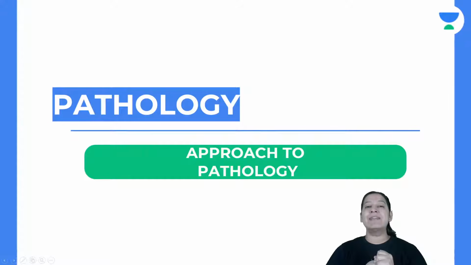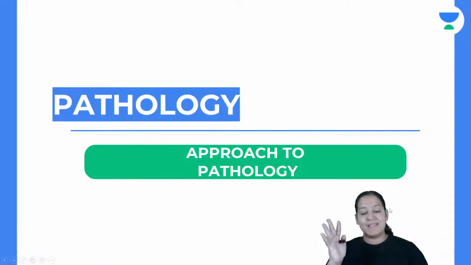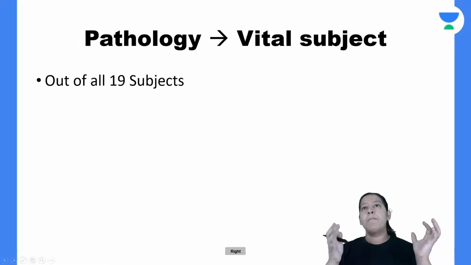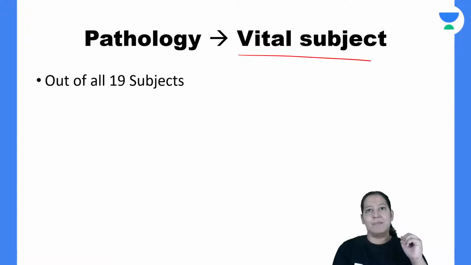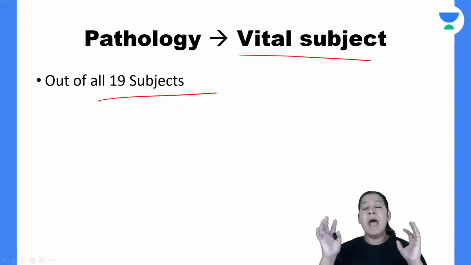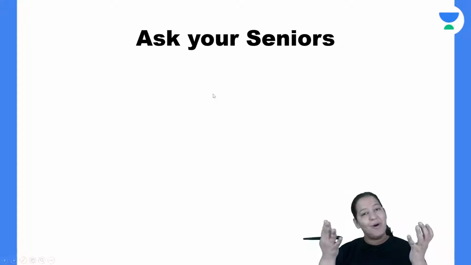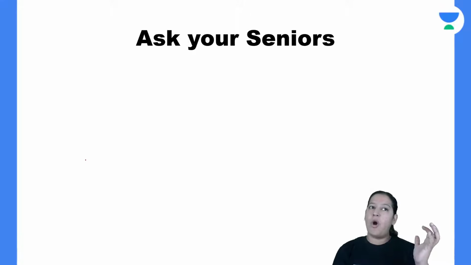So today I will discuss the approach to pathology as a second year MBBS student. Many students always ask me, ma'am, how to study pathology in the second prof? They have a big confusion about how to start pathology. We know pathology is one of the vital subjects in the MBBS curriculum. Out of the 19 subjects, pathology is one of the most vital subjects. It is a fact. Don't believe me, ask your seniors. They will also tell you, because your seniors have studied all 19 subjects.